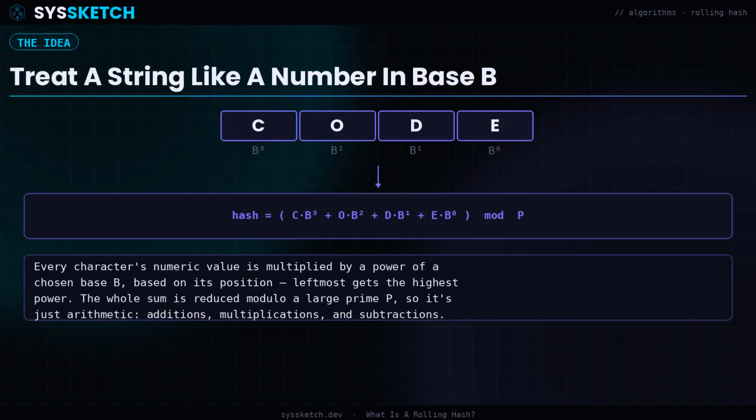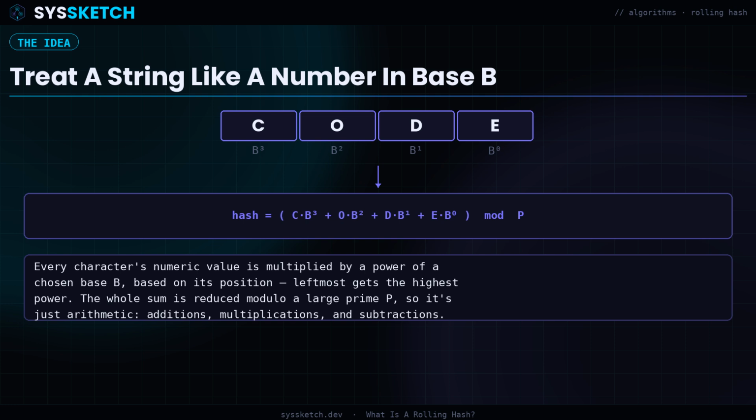Treat the window's characters as digits of one number, written in some base b, just like a base 10 number wraps ones, tens, and hundreds together. A string can be represented as each character's value times a power of b, all summed up, then reduced modulo a large prime so the number stays small. This is called a polynomial hash. Each character contributes based on its position. The leftmost character is multiplied by the highest power of b, the rightmost by b to the 0.